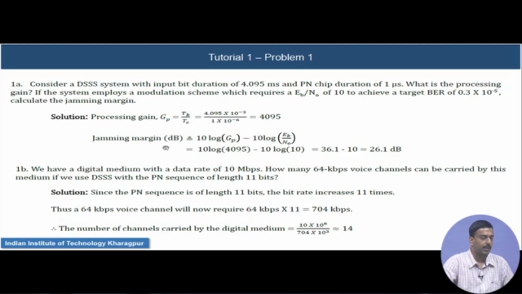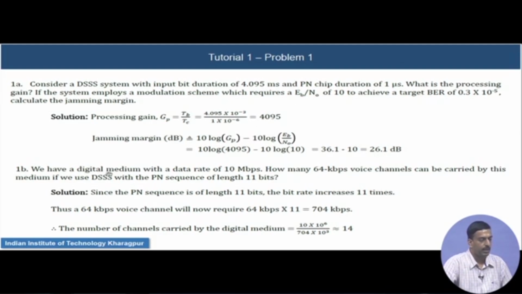Now, the jamming margin is basically the capacity of the spread spectrum system to withstand jamming, and basically what it means is, in this case, a jammer would require a power equal to or greater than 26.1 dB in order to disrupt this given communication system.